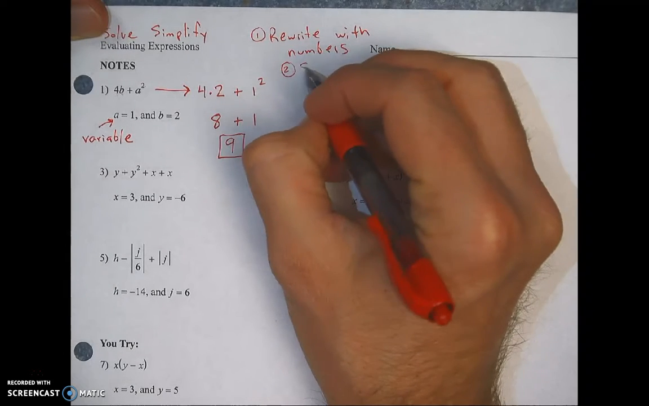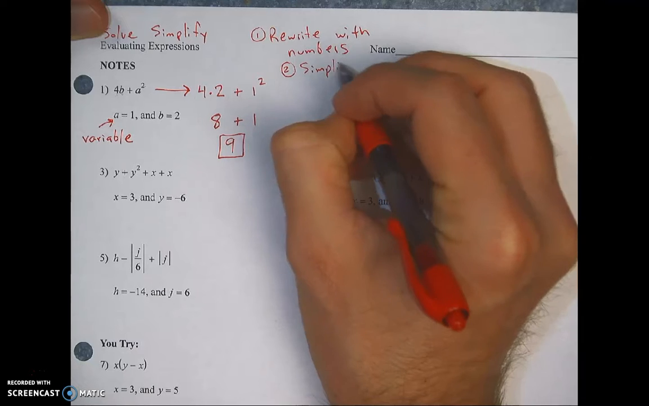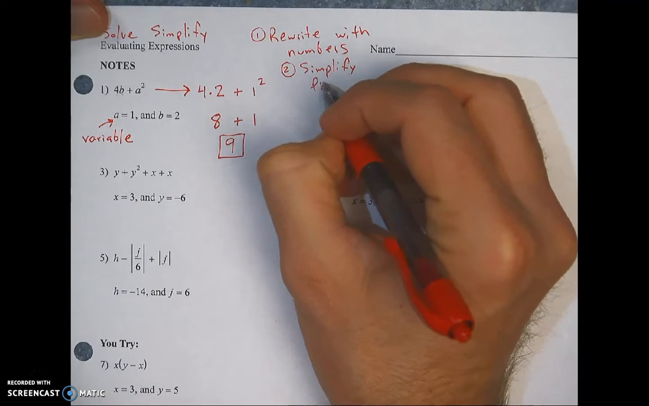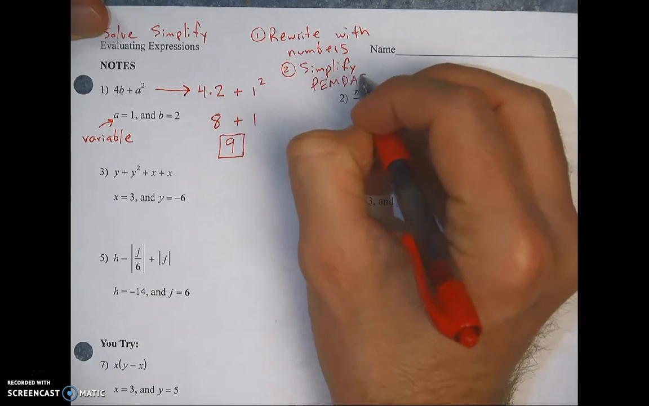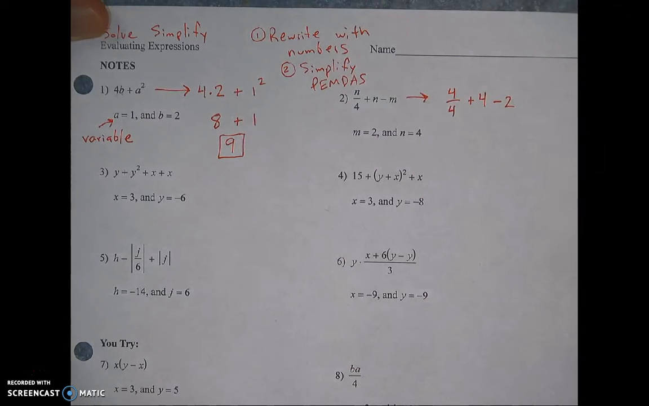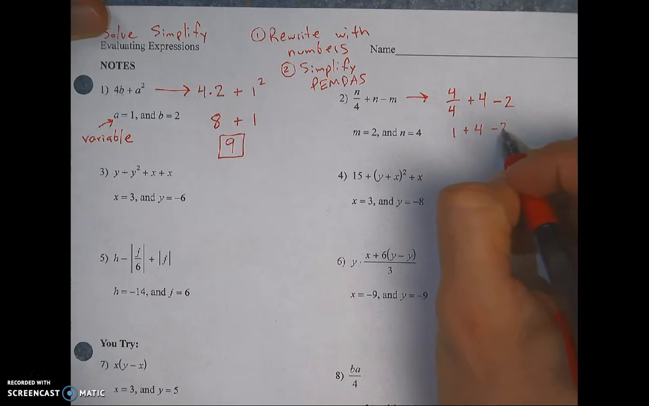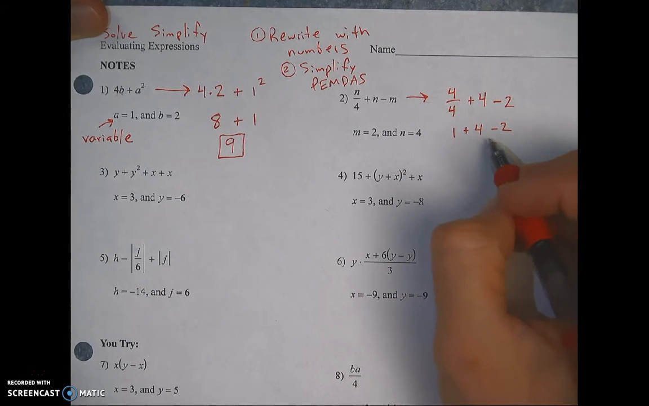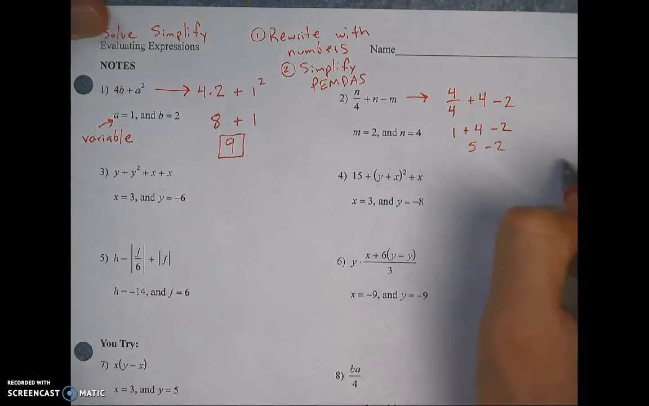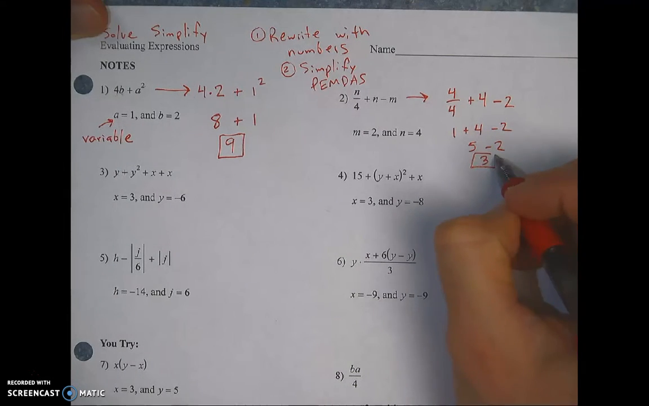Step 2, simplify, and that's using our order of operations, or PEMDAS. So in this case, 4 divided by 4 is 1. Now I have addition and subtraction. I go from left to right. 1 plus 4 is 5. And 5 minus 2 is 3.